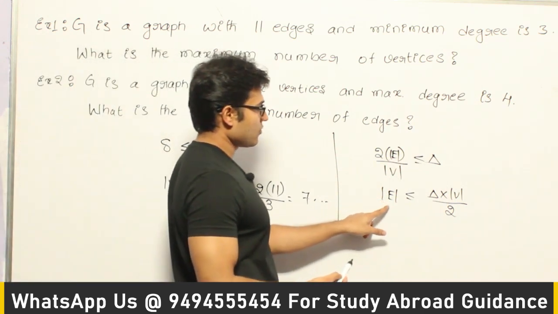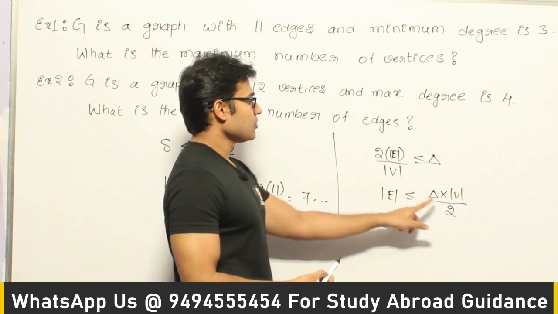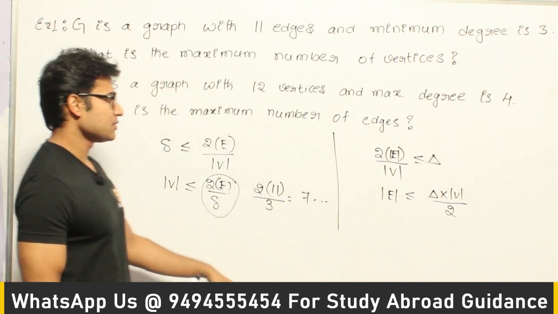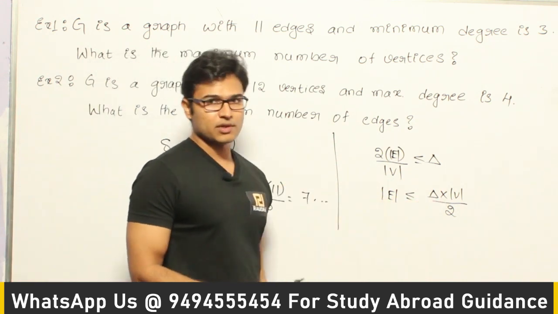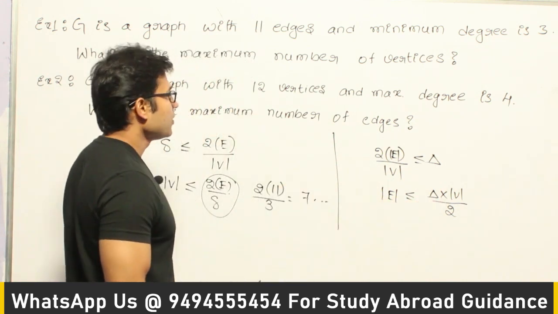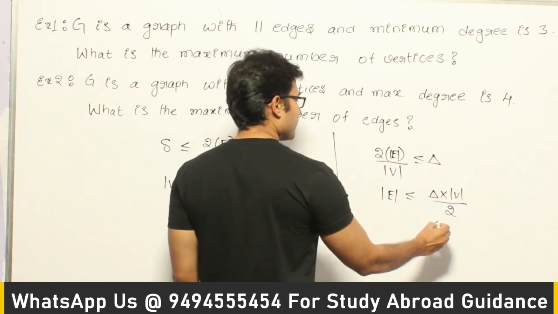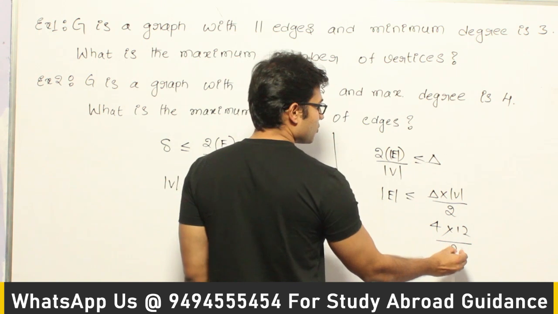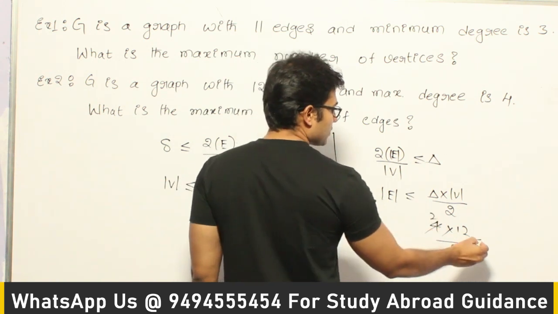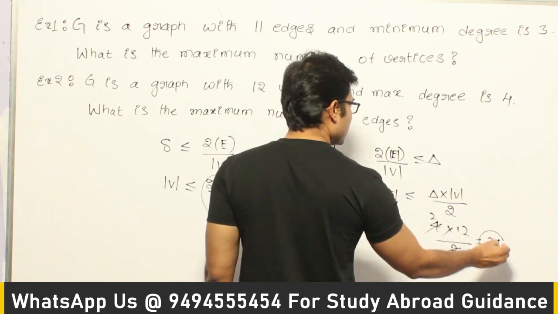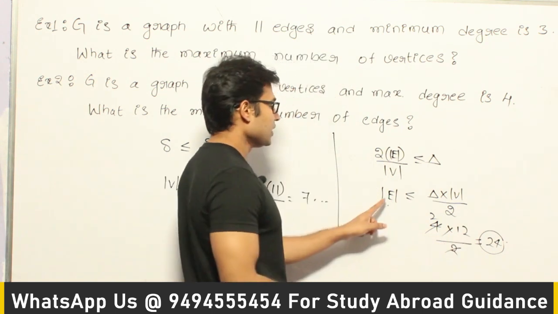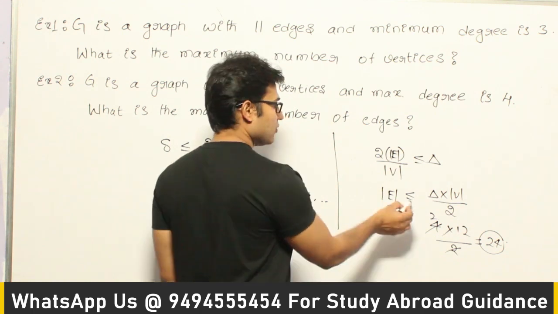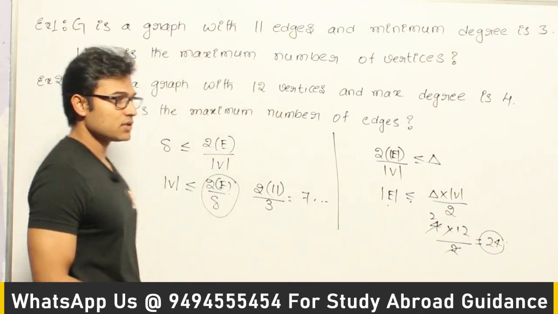Therefore the number of edges cannot be more than this number, right? Similarly here the number of vertices cannot be more than this. Similarly number of edges cannot be more than this number. Now what is that number? The maximum degree is given as 4 and the number of vertices is given as 12, divided by 2. So it is 24. So 24 is the maximum value of E. So E can never exceed 24, but it can touch 24 because equality is there, right? So the E value is 24.